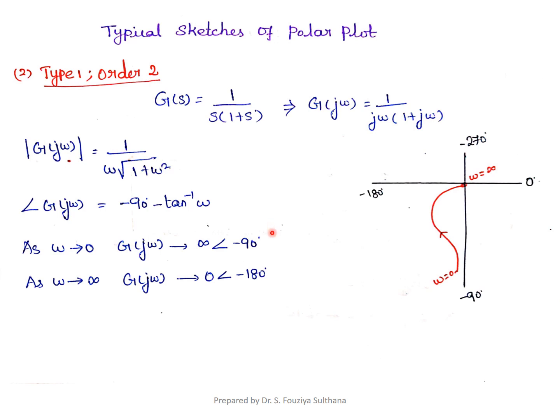So this is the example of type 1 order 2 system. At omega equal to 0, the magnitude is at infinity, and at omega equal to infinity, the magnitude is 0. So the angle of the plot starts from minus 90 degree and ends at minus 180 degree.